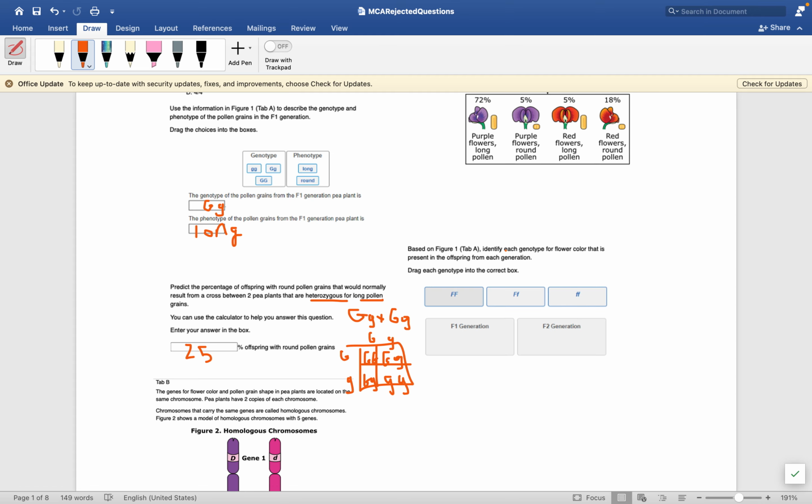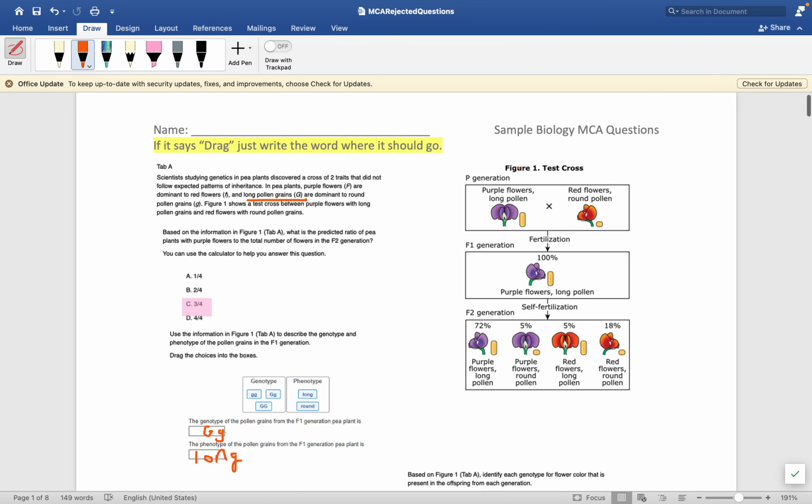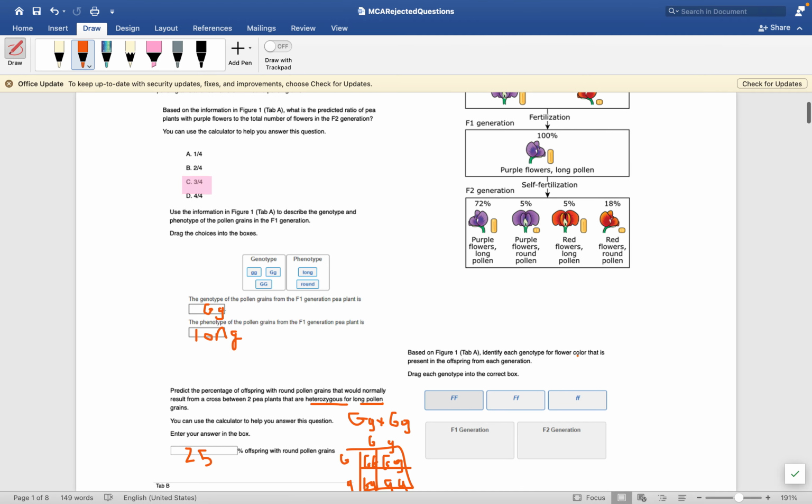One more here. Based on Figure 1, identify each genotype for flower color that is present in the offspring from each generation. So in the F1 generation, what is the flower color? Well, they were hybrid. So that was big F, little f. All of them were big F, little f. Now in the second generation, we see a mix. We see purple flowers with long pollen. For sure, big F and big F. Purple flowers with round pollen, well, that might be the hybrid.